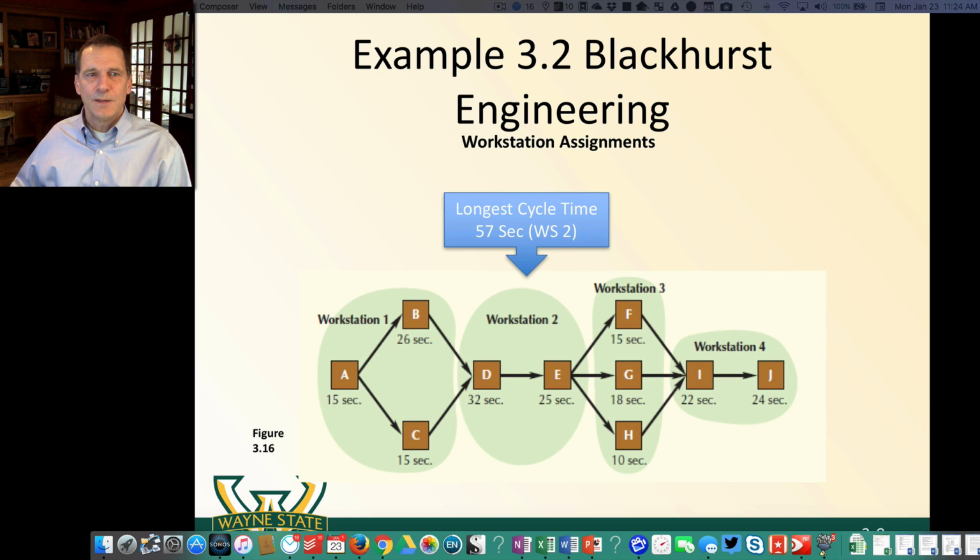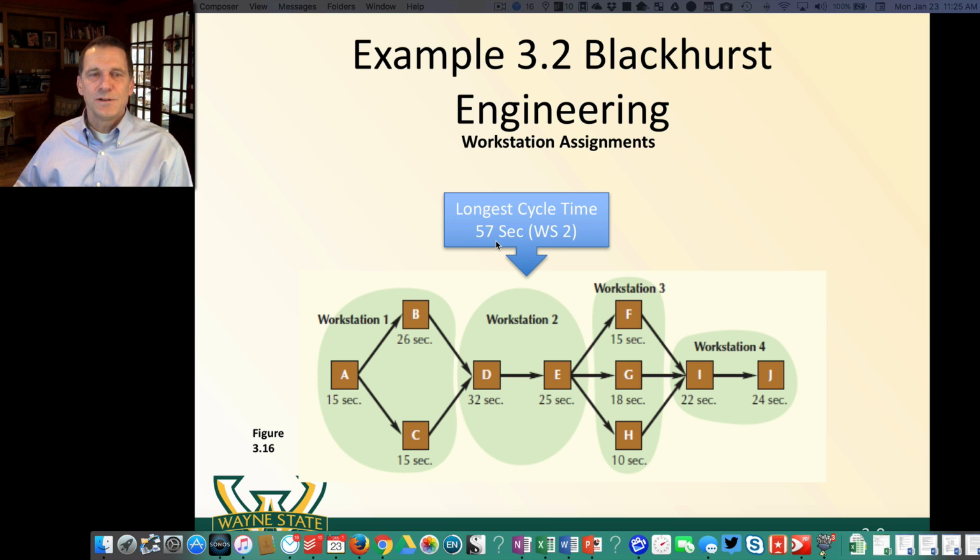This is what it would look like then if we take our precedence diagram and consider it as workstations. We can see workstation 1, 2, 3, and 4. We know that none of those exceed. There is a very important item here, though, that you need to remember because it matters a lot, and that is that the longest cycle time of any of these clusters, these workstations, was 57 seconds.